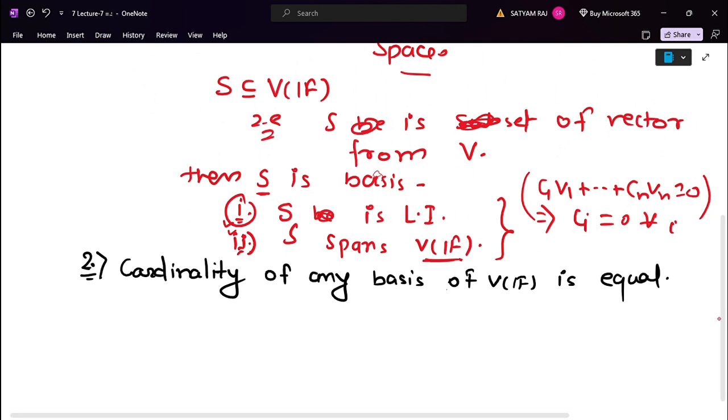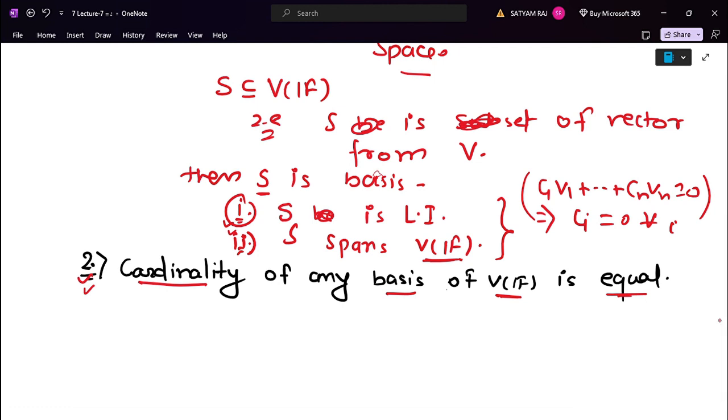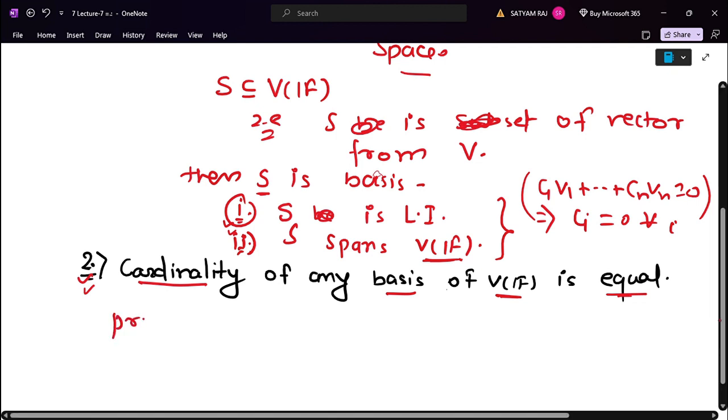So now we will prove this result, which is very important, and what it says is that the cardinality of any basis, whatever basis you choose of a vector space, is equal, meaning all the bases have the same cardinality. You can choose any basis, and you will find that the number of vectors in that basis is equal. So we prove this statement.